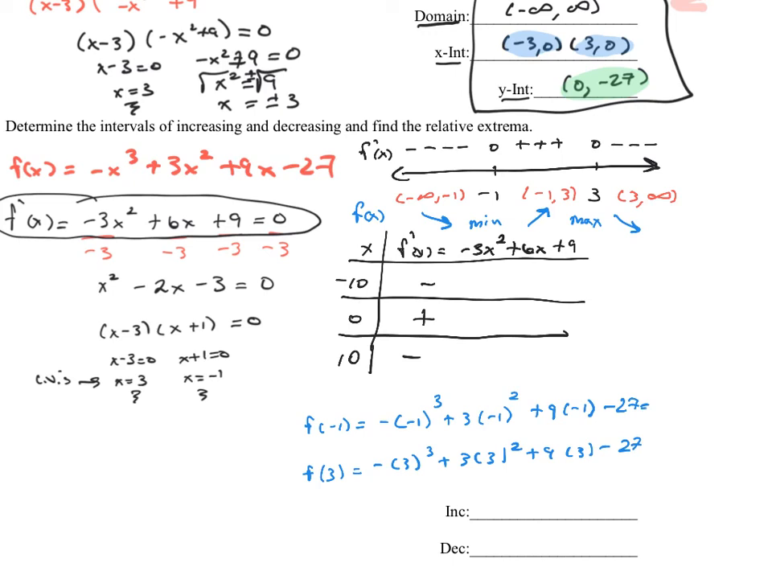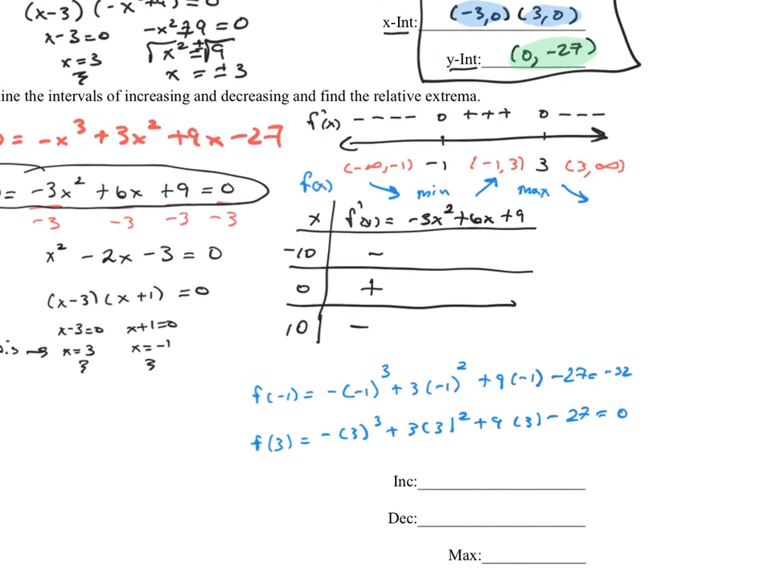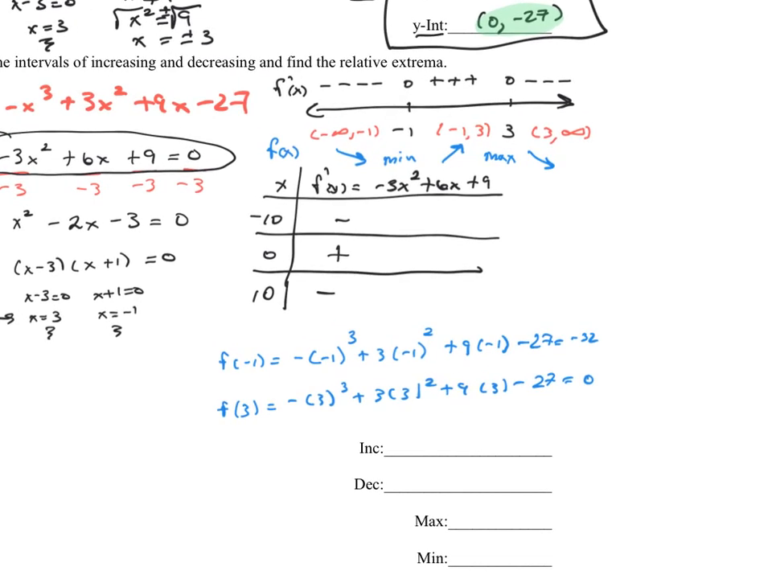When I plugged in -1, I got the number -32. When I plugged in the number 3, I got the number 0. We actually knew that point, but that's good. So what do I know then? I know that the point (-1, -32) has to be a minimum. And I also know the point (3, 0) has to be a local or relative maximum.